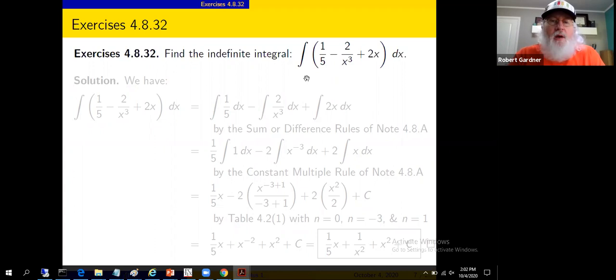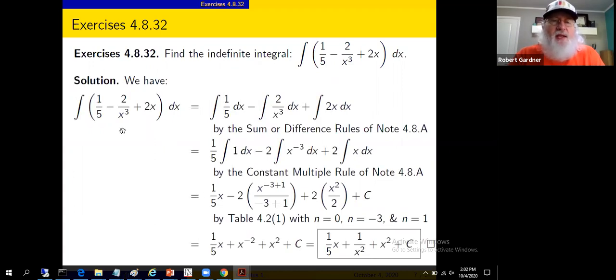We know the indefinite integral of a sum or difference is a sum or difference of the indefinite integrals. So we can break this into 3 indefinite integrals, sum or difference rules, as we stated. We can bring constants out. Let's bring the 1/5 out, the 2, bring those constants out, constant multiple rule. That was the other rule in note 4.8a.